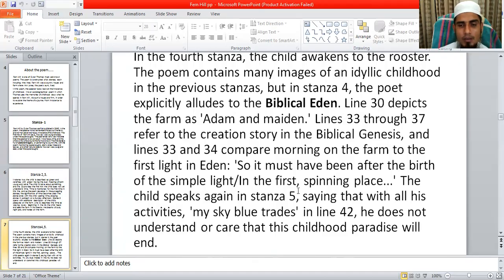So in stanza 5, saying that with all his activities, my sky blue trades, in line 42, he does not understand or care that this childhood paradise will end. My dear students, here the child never thinks this. His paradise-like childhood will end after a certain period. The child never thinks about this. So this is mentioned in stanza 5 and 4.